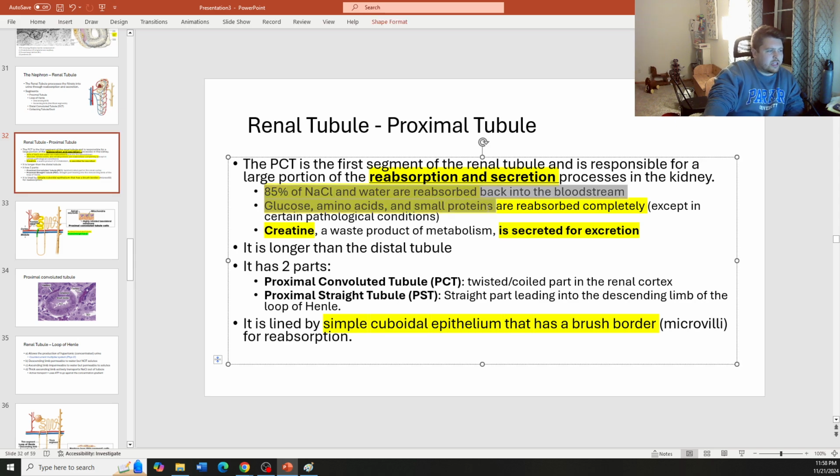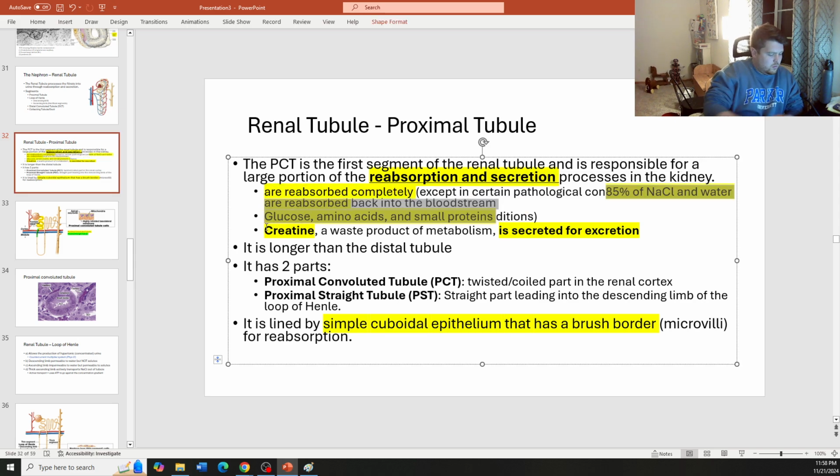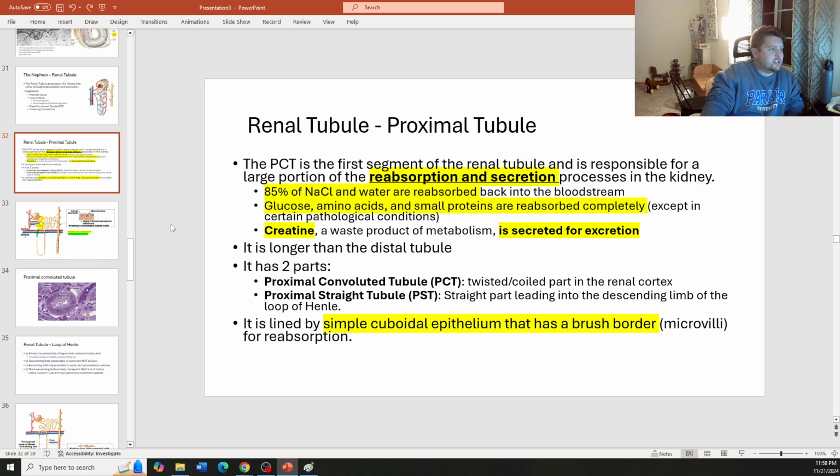Okay, so that's all that's reabsorbed. And then we secrete creatine or creatinine. We'll call it creatine. This is the waste product of metabolism, and it is secreted to be excreted or to be removed. This is something that you will eventually learn.